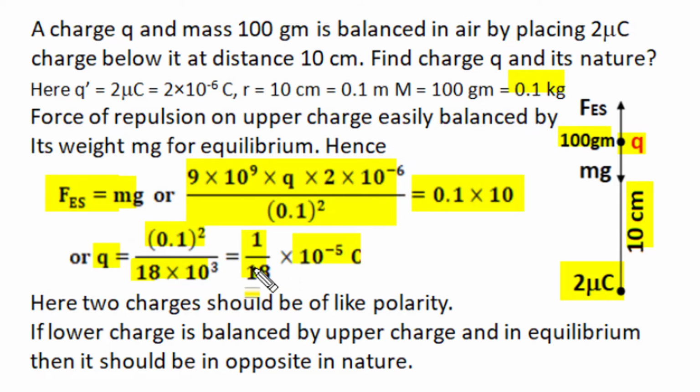coulomb. So if this charge is a positive charge of this magnitude, then even though it possesses 100 gram of mass, it will remain in equilibrium in air by the presence of this 2 microcoulomb charge that will produce an electrostatic force equal and opposite to the gravitational force. If one has to balance this charge by another charge placed at an upward position, then that other charge has to attract this charge in the upward direction and would have a negative polarity.